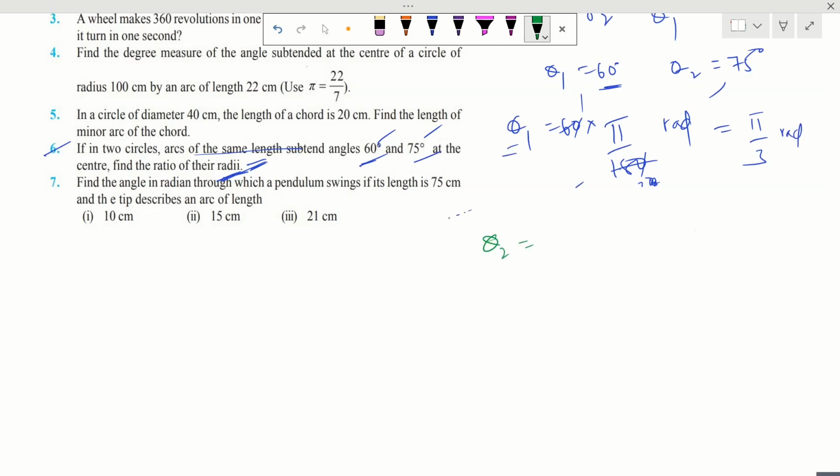Theta 2 is 75 degrees. This one we have to convert into radians, so we multiply by pi by 180. Then it will be in radians.